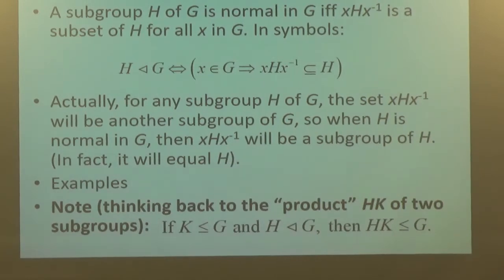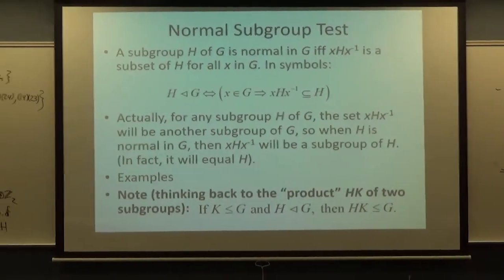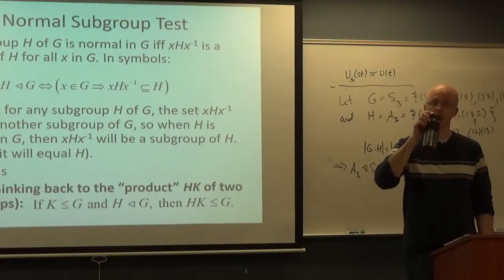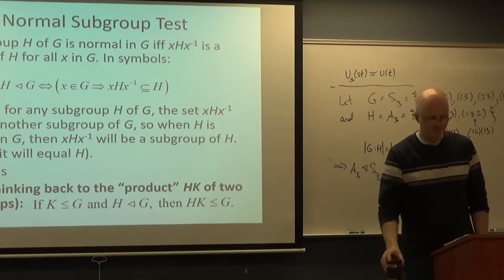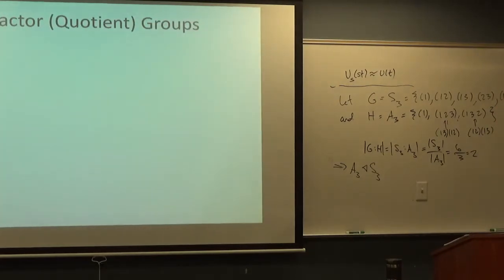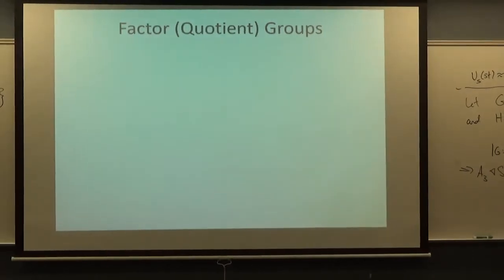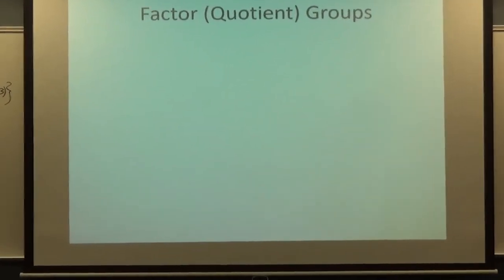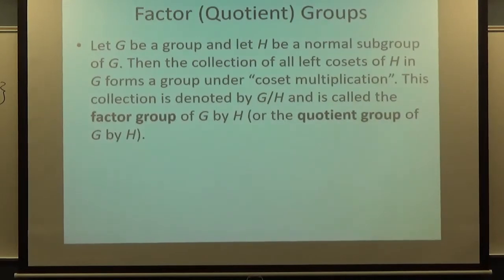All right, we're on now in our last 11 minutes to the idea of a factor group. Perhaps the strangest concept of all, but it's also really cool. What is a factor group? Also called quotient group. In fact, again, I have to work hard to say factor group instead of quotient group. Let G be a group and let H be a normal subgroup of G. Then the collection of all left cosets of H in G forms a group under coset multiplication.